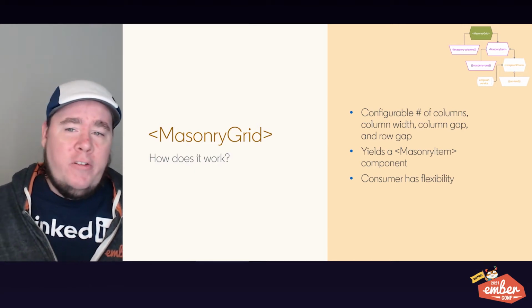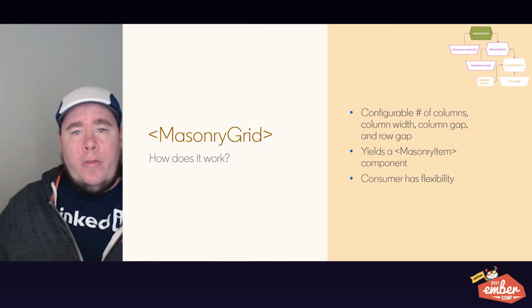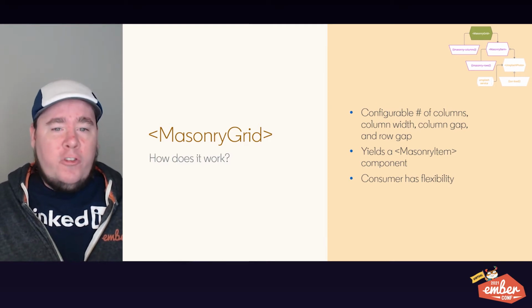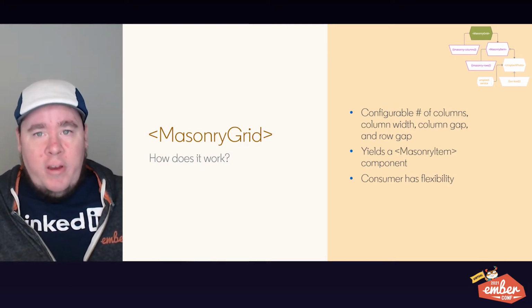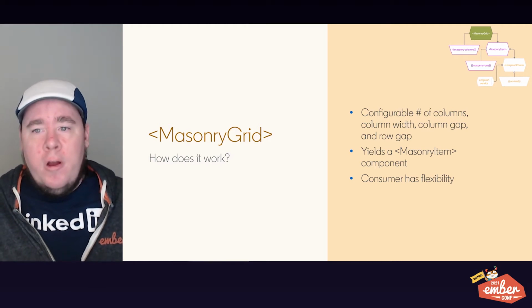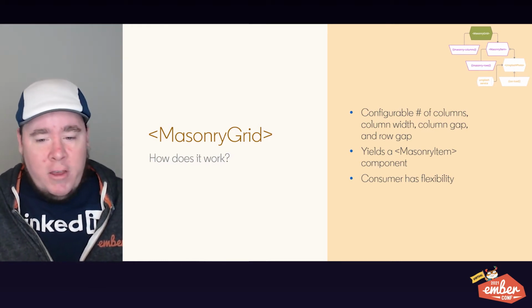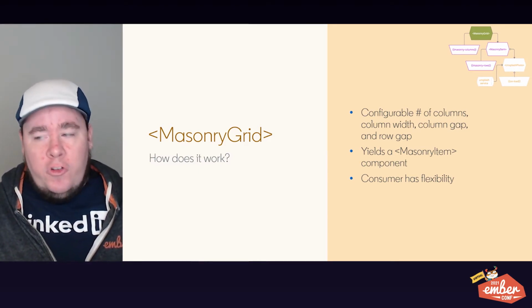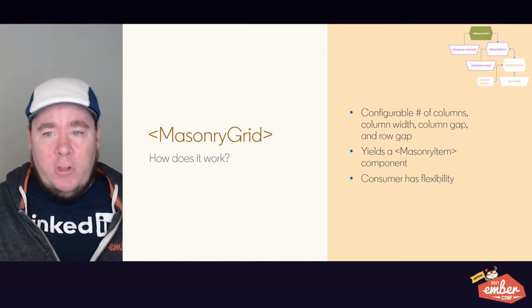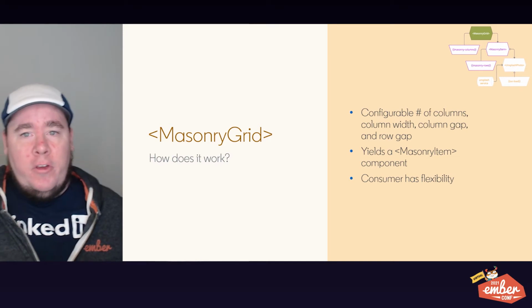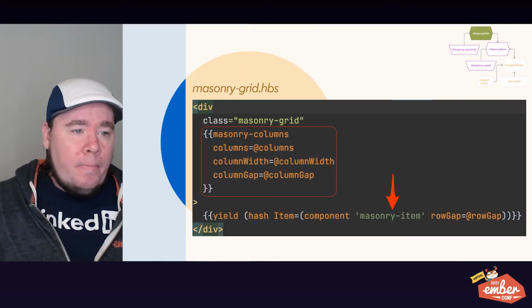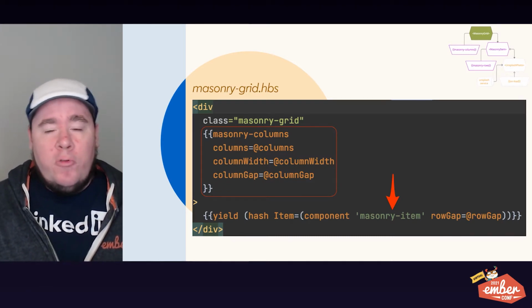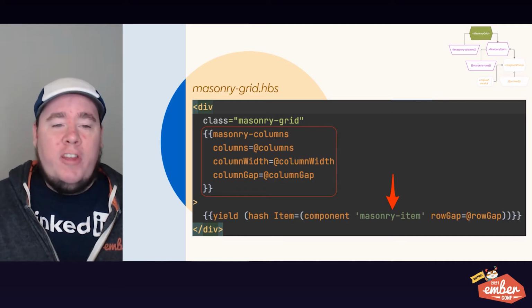And the main goal that I wanted to have here was giving the consumer the full flexibility of configuring this Masonry Grid. So I wanted to expose a number of the features of CSS Grid to be dynamically set by the consumer, and I wanted to make sure that I yielded this out in a block content API that gave the consumer the ability to define how their content would look in a way that felt ergonomic and followed best practices for Ember.